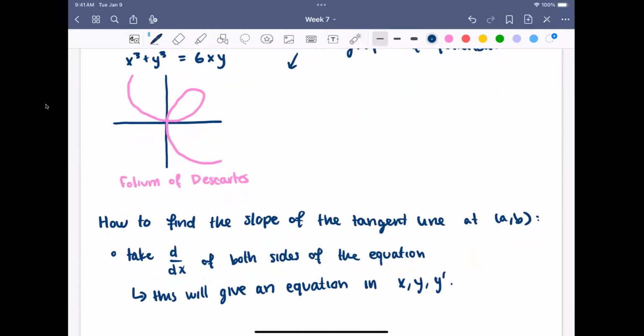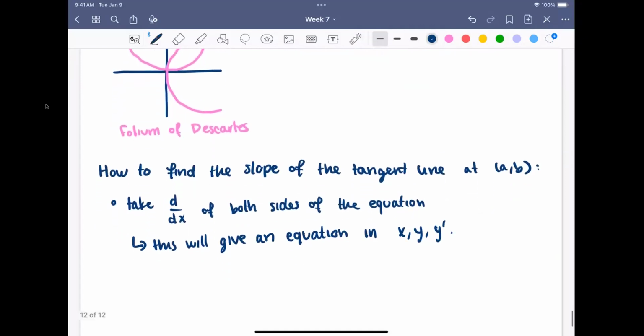And then it turns out that after we do a few examples, I'll explain why, you will always be able to solve for y prime. So then you solve the equation for y prime, and then to find the slope at a particular (a, b), you would just plug in x equals a and plug in y equals b. Okay, so those are the steps.